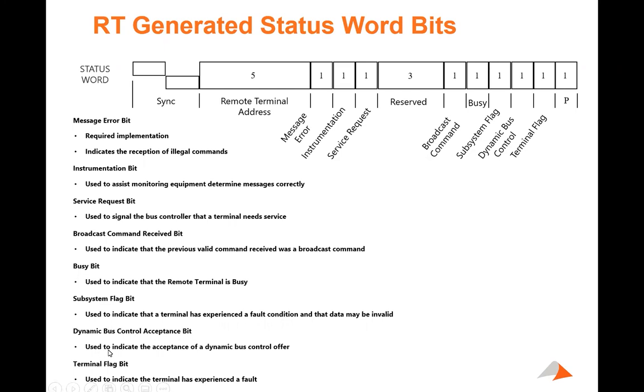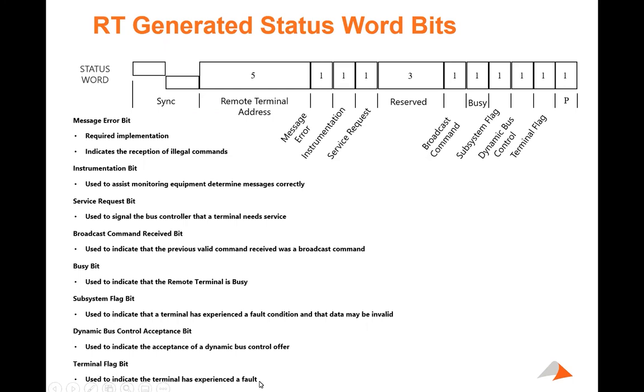Dynamic bus control acceptance bit. This is used to indicate the acceptance of a dynamic bus control offer. Under what's called the mode code operations, you can send that message out, and it can then show an acceptance of bus controller control, and then the other one is supposed to turn off or go do something else.